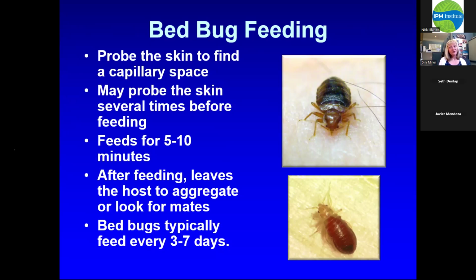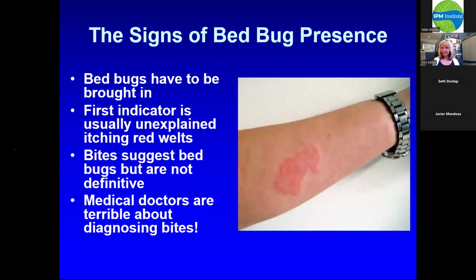And then after feeding, they're all hot and full of blood. They will tend to leave the host, go back to their aggregation sites if they're immature, or if they're adults, they'll look for mates. And the bed bugs will typically feed every 3 to 7 days. It's more like on the 5-day range. Some of them will eat more frequently, but they have to basically digest and poop that blood out of their body before they can really take much more in, just so they have the space.